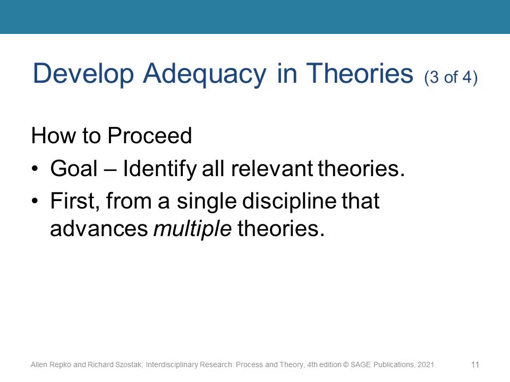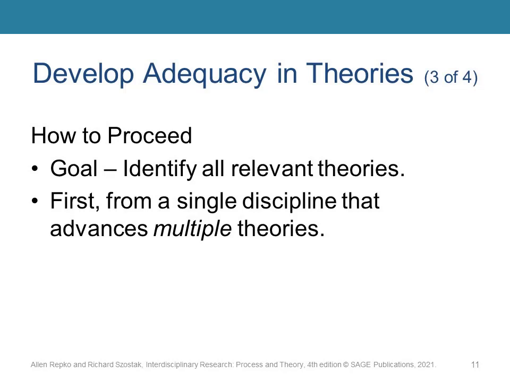We start by identifying all the relevant theories from a single discipline, the discipline that advances the most theories. Theories from the same discipline are often easier to work with, to integrate, than theories from different disciplines. This will become more obvious later in step 8. For now, stick with the most significant discipline, the one that contributes the greatest number of theories.